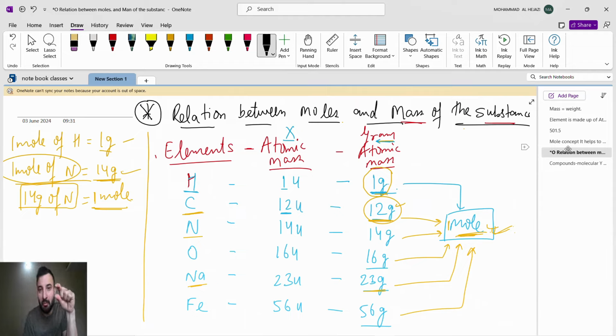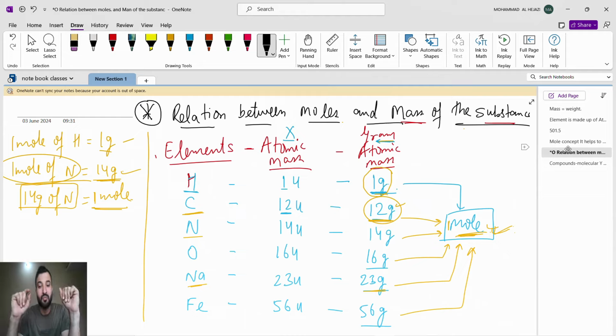Now, take sodium. What is the atomic mass of sodium? That is 1 mole. Sodium atomic mass is 23 gram, 1 mole. What is the atomic mass of nitrogen? 14 gram, that is 1 mole. If you increase the mole, the gram will increase. 1 mole is 14 gram, 2 mole is 28 gram, 3 mole is 14 into 3, 42 gram.